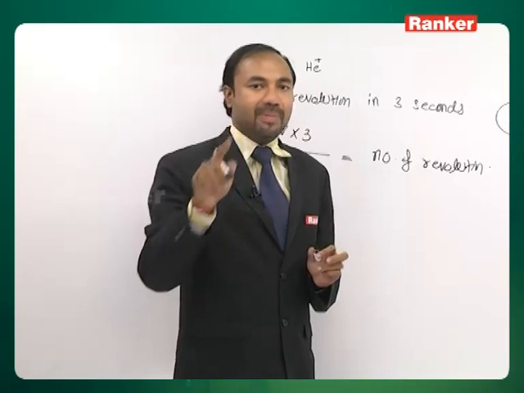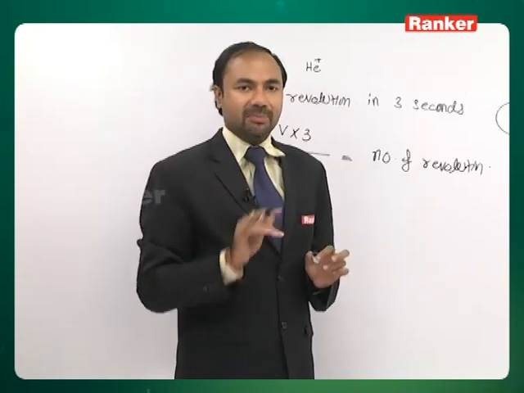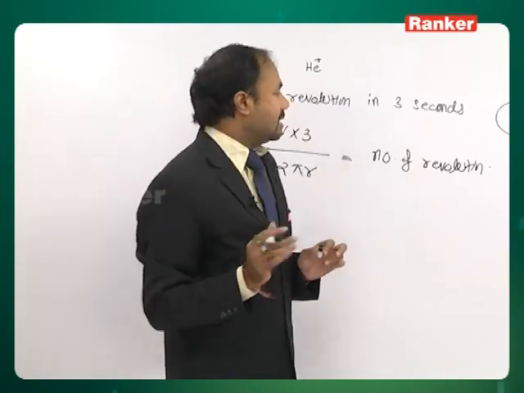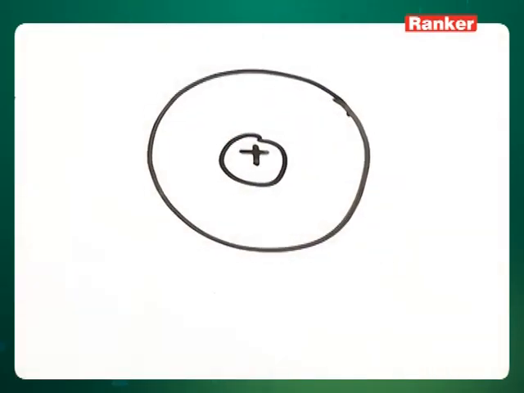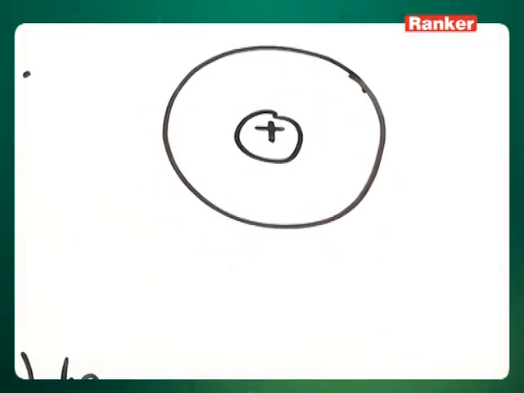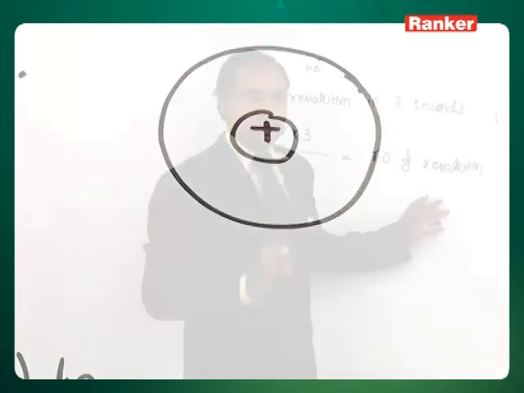As long as they are in the same pathway, at that time they don't do anything, simply keep on revolving there. He further said that the electron will revolve only in those orbits where its angular momentum is equal to nh upon 2 pi, that already we discussed.